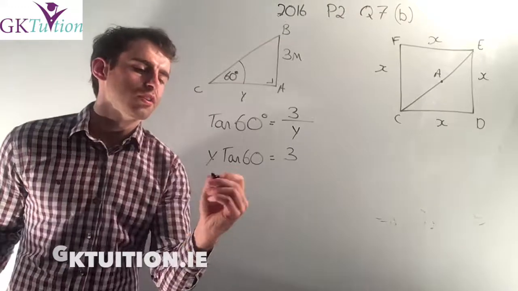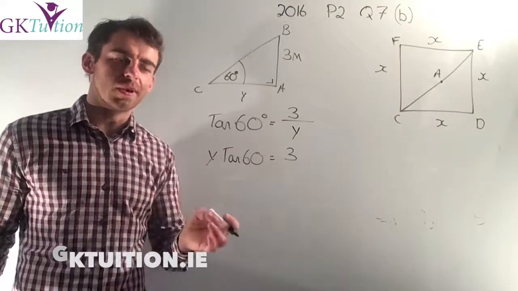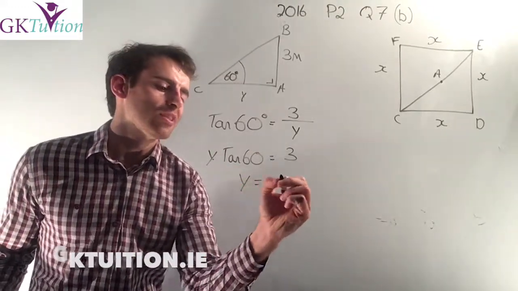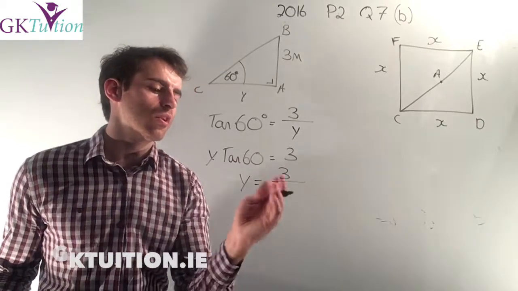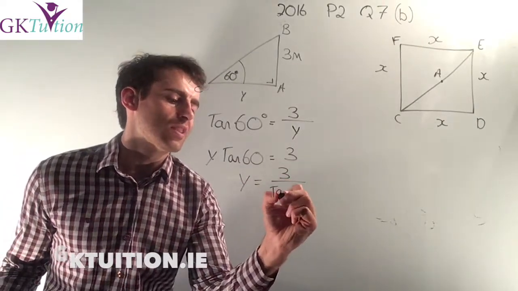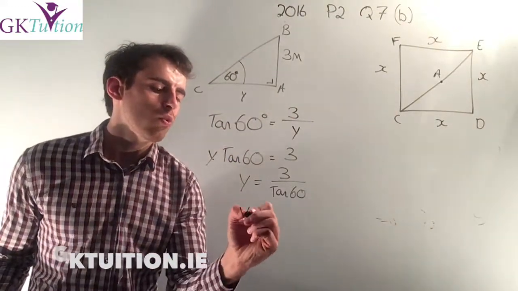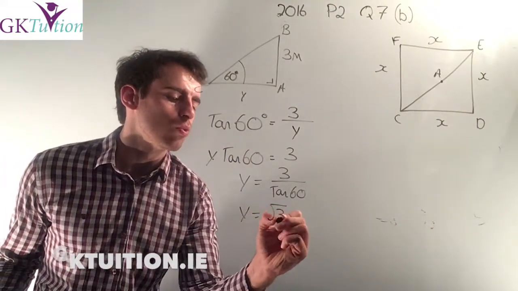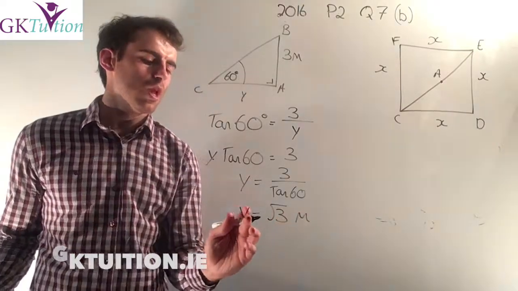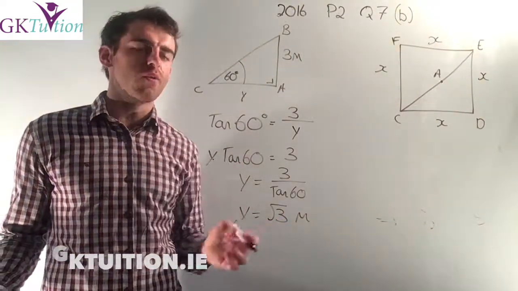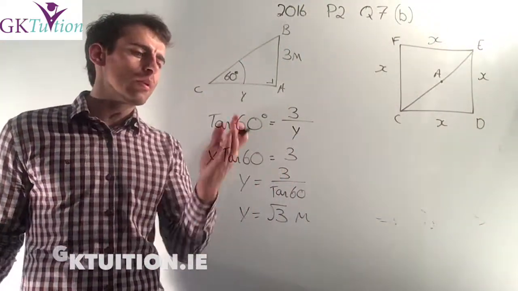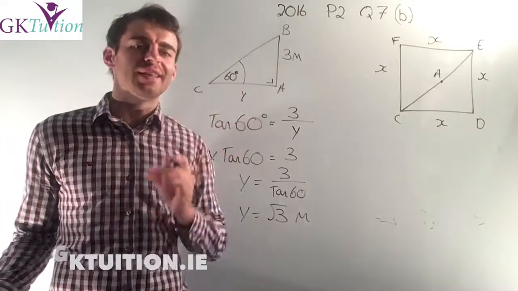Now in order to get y on its own, I'm going to divide both sides by the tan of 60. So y is equal to 3 over the tan of 60. And if you plug that straight into your calculator, we end up with y is equal to the square root of 3 meters. So the distance y is the square root of 3. Remember, the distance y is the distance AC.